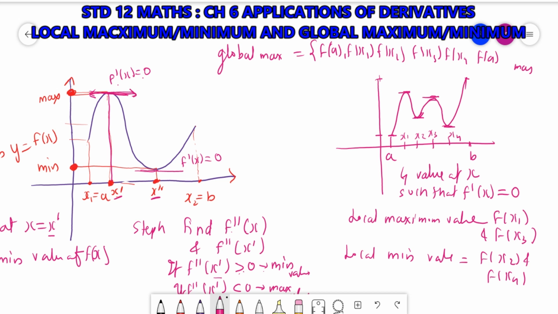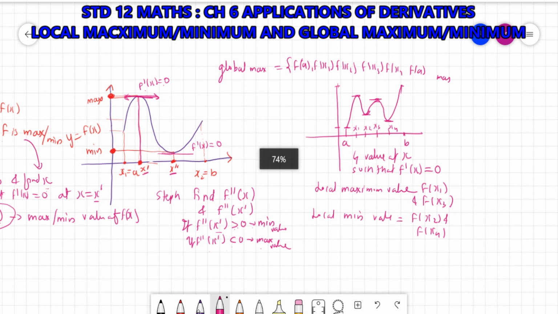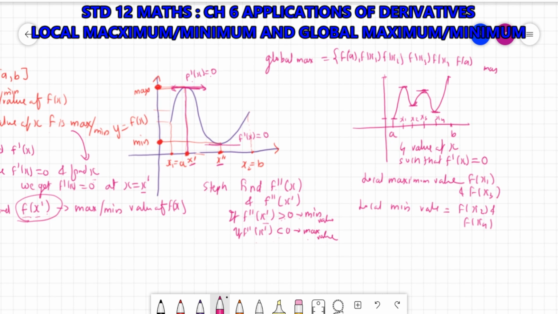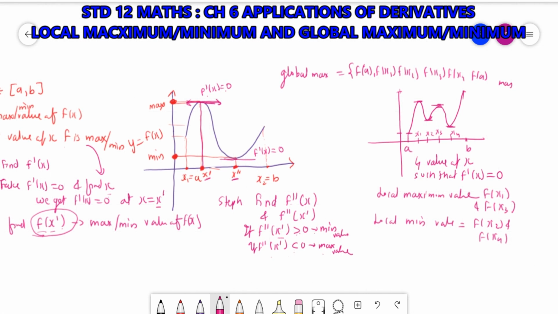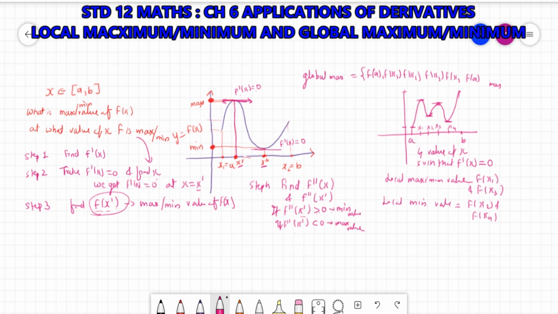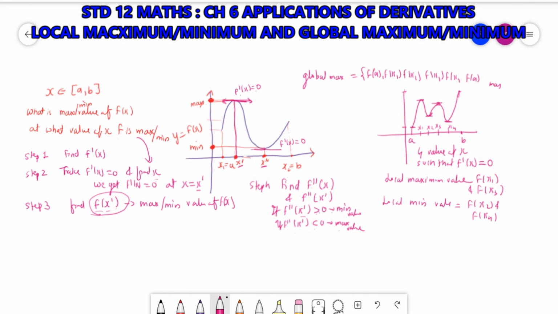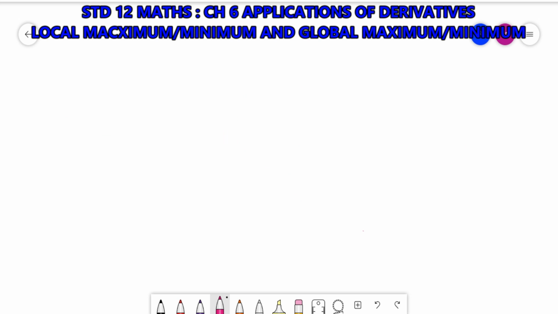Okay, see, we got how many values? We got 4 values of x. So the maximum of all this will be global maximum, and the minimum of all this will be global minimum. Clear? So these were the concepts of local maximum and global maximum. Okay, now let's move to the exercise. Just take this screenshot of this. Now before starting the exercise, let's take some extra sums.